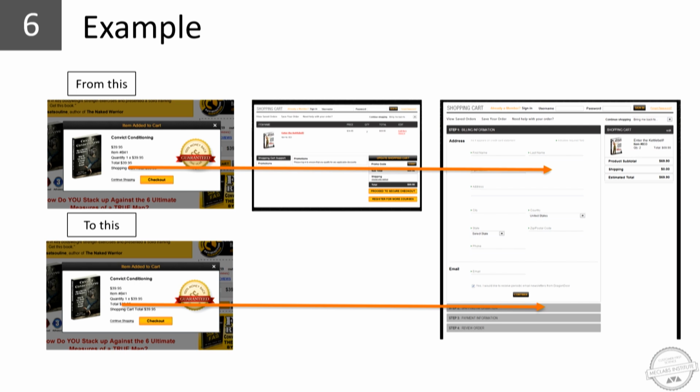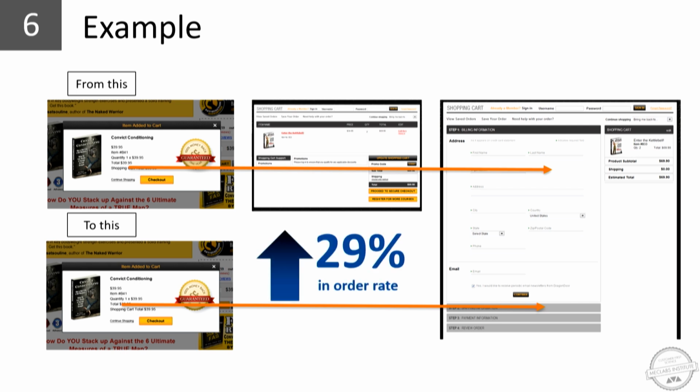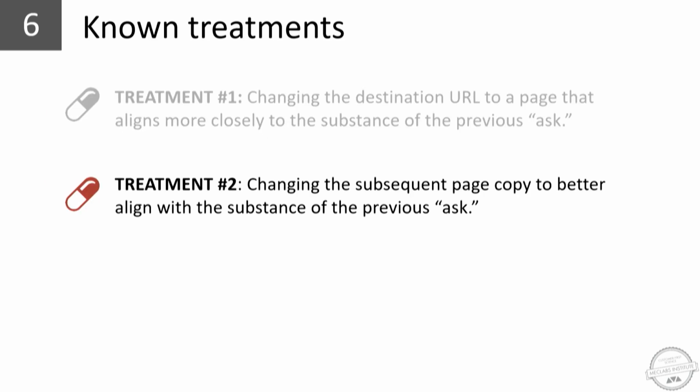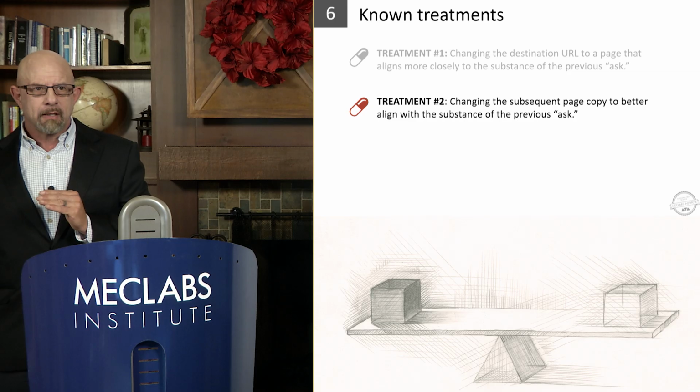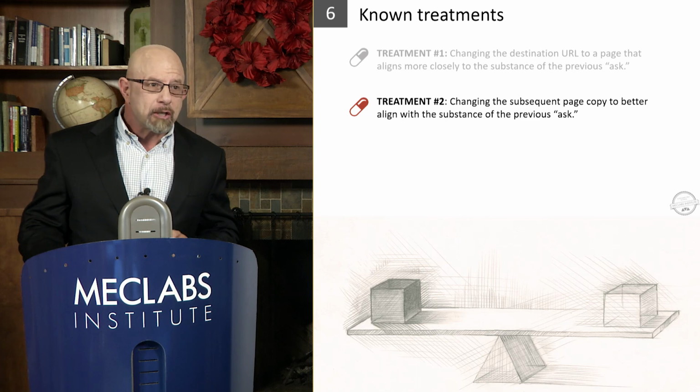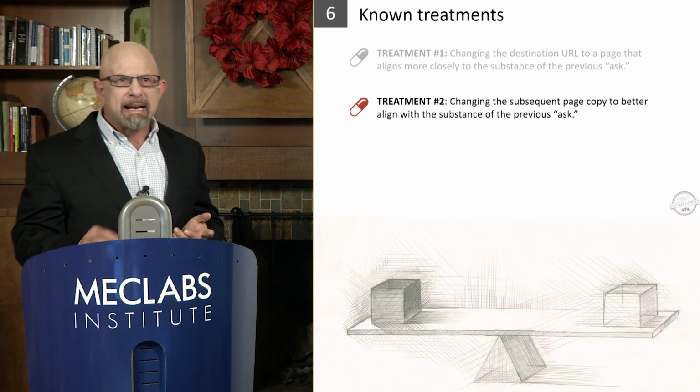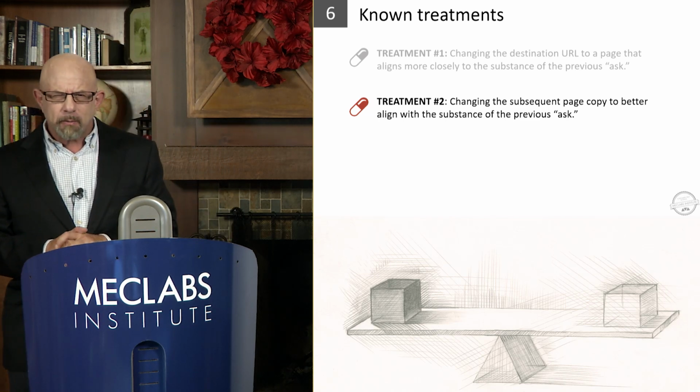Wait a second. What happened here? We just took out 1 step, but we also gained 30% almost. Number 2, changing the subsequent page copy to better align with the substance of the previous ask. That's really important. And I could show you an example. I had one here, the case study is 97% increase, but we're out of time.